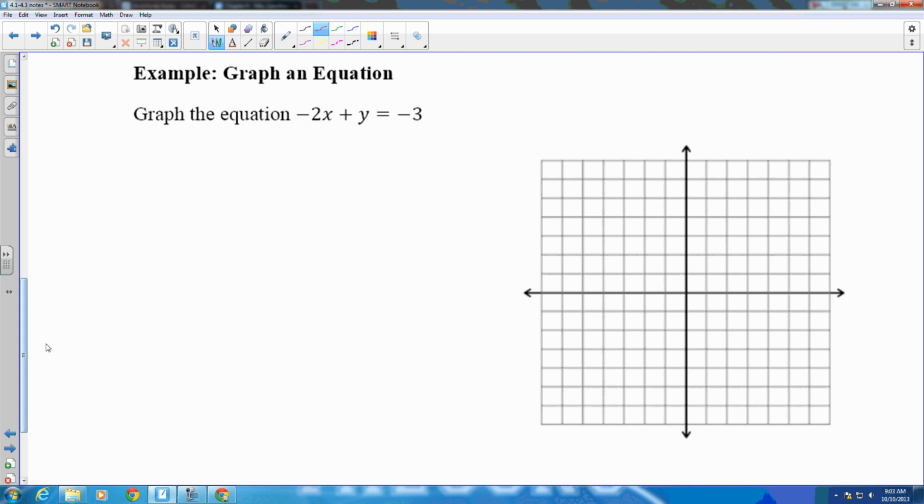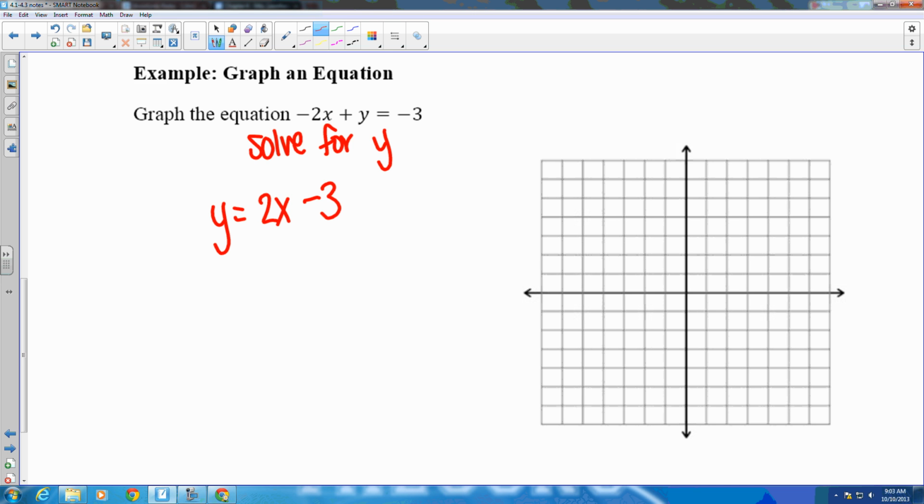Okay, so graph this equation. The only way we know how to do that is what we showed in the last section where we had to plot the points using a table. So that was always when we had equations that were y equals something x. So we need to solve this equation for y. The way we're going to do that is we're going to add 2x to both sides. So our equation is going to be y equals 2x minus 3.